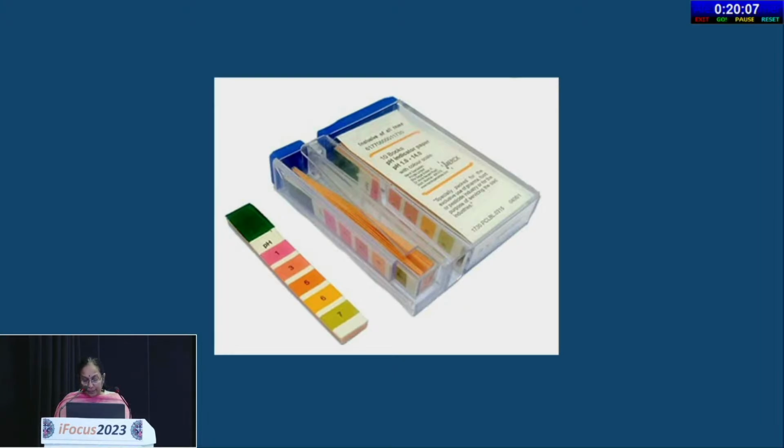So this is good to keep, and if you find any of your patients who are having a severe problem even with preservative-free eye drops, just check the pH to see if they are spoilt or not. This is easily available, right?